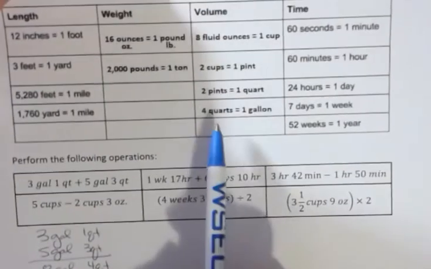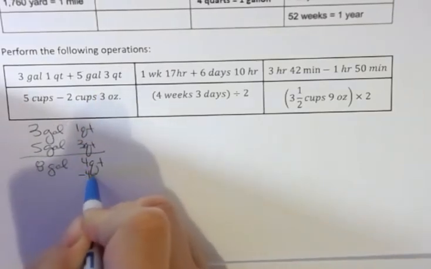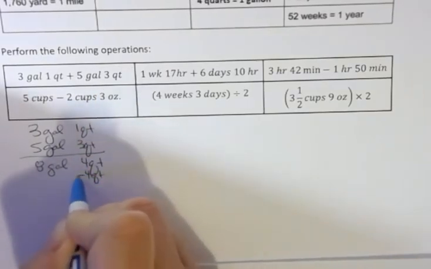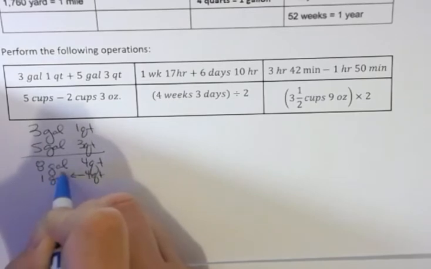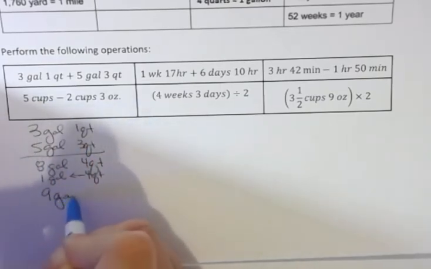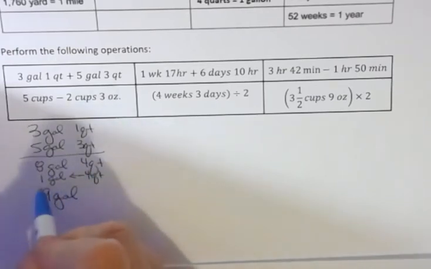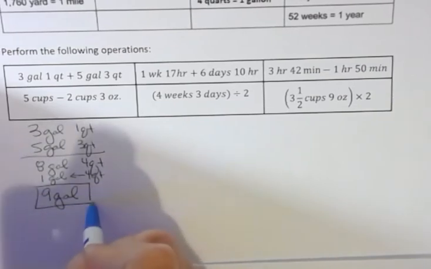So 4 quarts is a gallon. If I have 4 quarts, I should be taking those away. I'm going to subtract 4 quarts, and I'm going to make that into a gallon. Now when I add that together, I get 9 gallons. I don't have any quarts because 4 minus 4 was 0. So I just get 9 gallons.